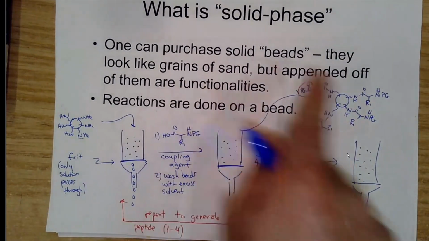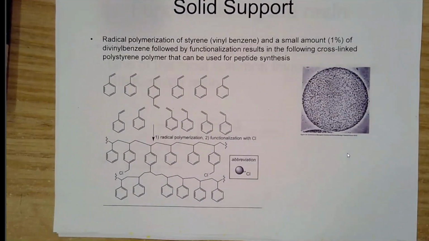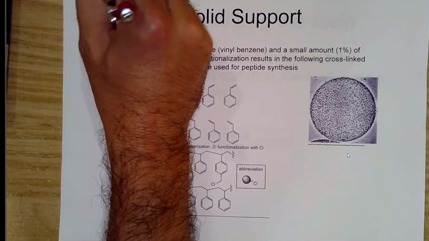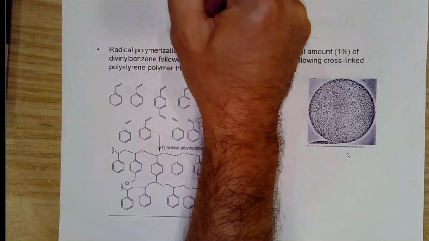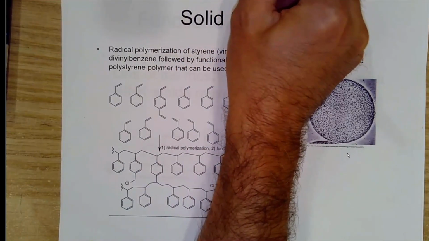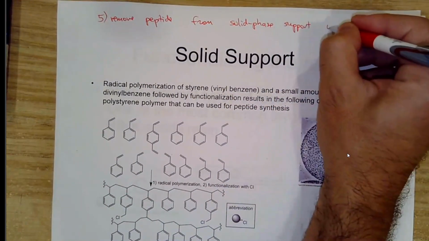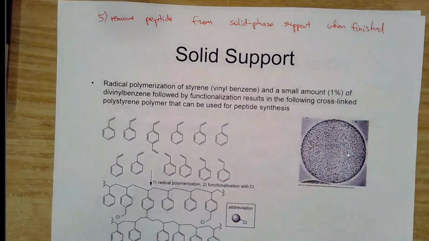Okay, so once you make your peptide on solid phase, the last thing you need to do is remove the peptide from the solid phase support when finished. Number 5, remove peptide from solid phase support when finished. We will talk about how these are actually manufactured in one of our course pack sessions.